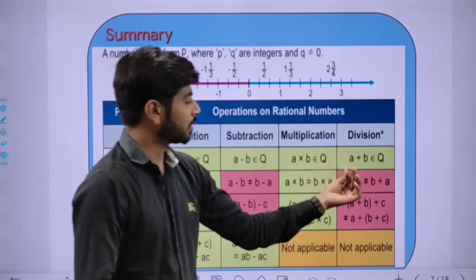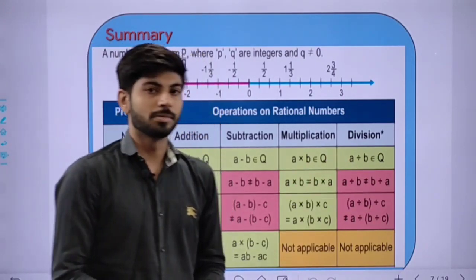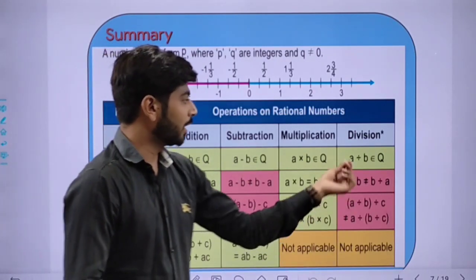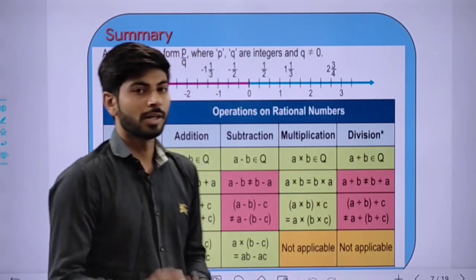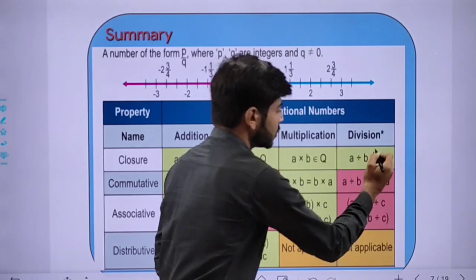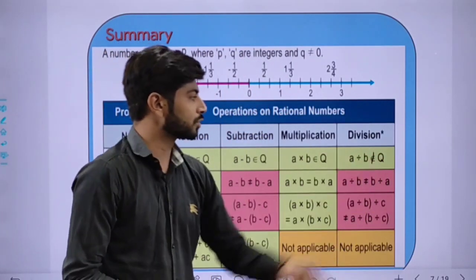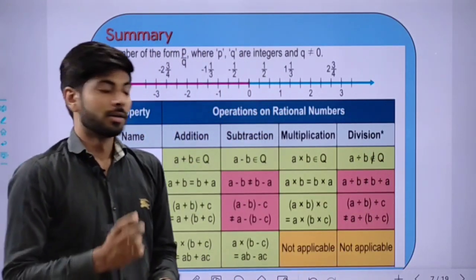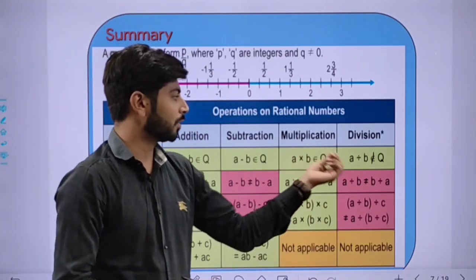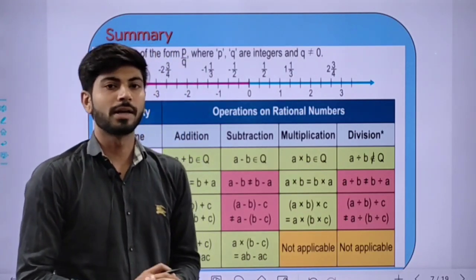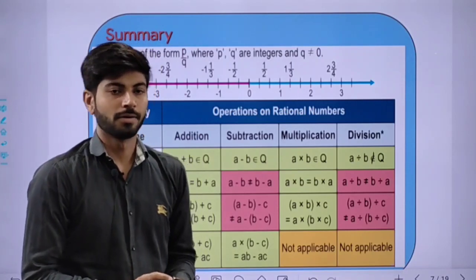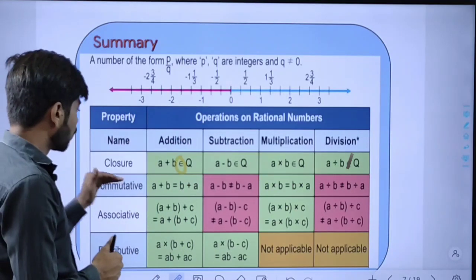But in division, if we divide two rational numbers, we will always get a rational number, except if we divide a rational number by 0, then we will not get a rational number. It will not belong to q if we take 0. If we divide any rational number by 0, we will not get a rational number because it is not defined. Okay, now the commutative property.